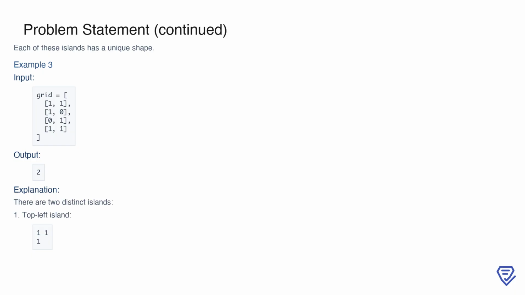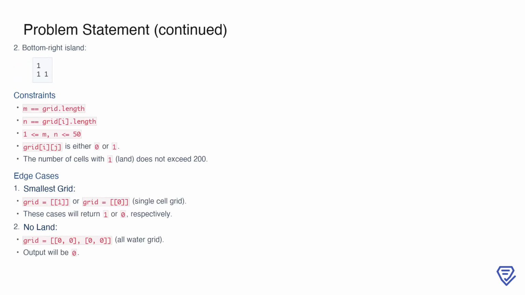In example 3, the grid contains 2 islands, and both have distinct shapes. The first island, located in the top left corner, forms an L-like shape with 3 blocks in a row and one extending downward. The second island is in the bottom right corner and has a different shape, resembling a rotated and shifted L. Since these two islands have unique shapes that cannot be translated to match each other, the output is 2. This highlights the importance of focusing on the shape of each island rather than its position in the grid. Together with the earlier top left L-shaped island, we confirm that there are 2 distinct island shapes in total.